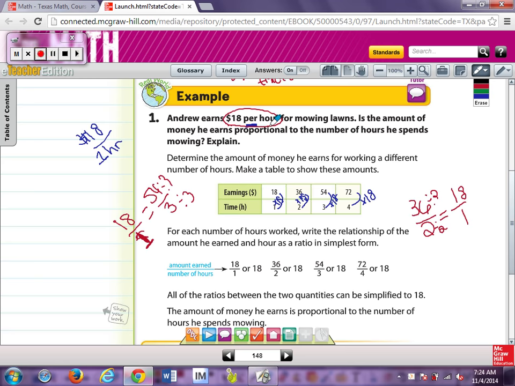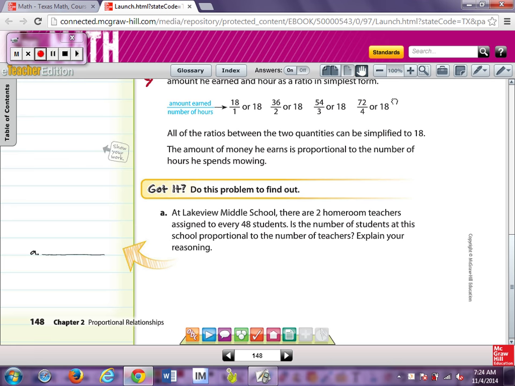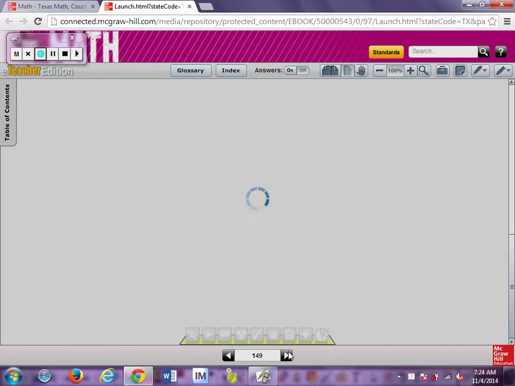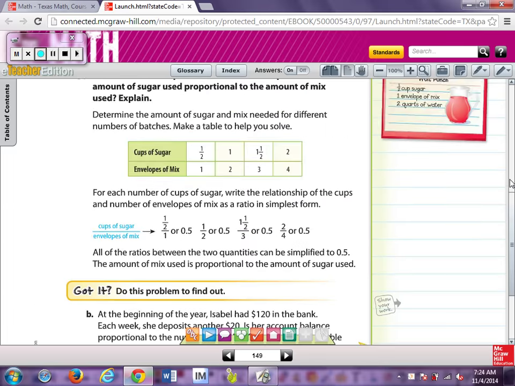Let's go ahead and continue on to the bottom of this page. And you have the got it A. You're going to go ahead and work this one on your own, and I'm going to skip ahead to the next page. Now we're on page 149, and let me go ahead and move to the top.